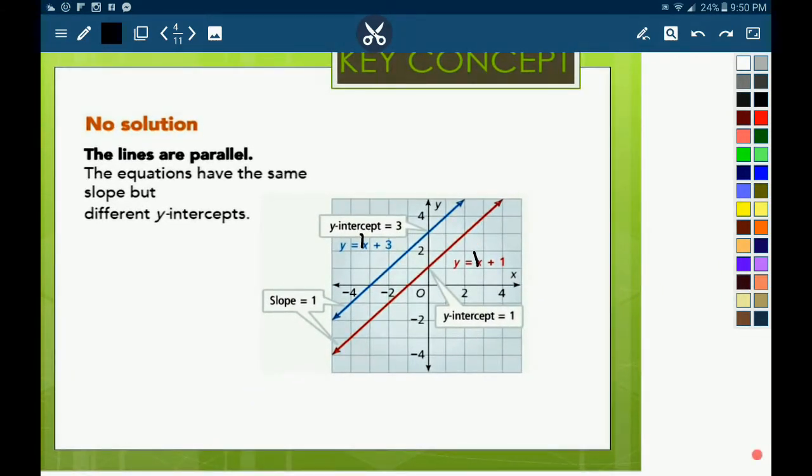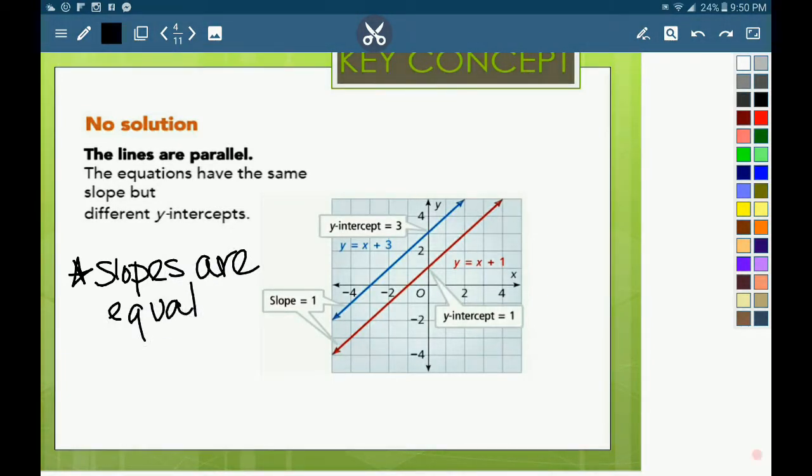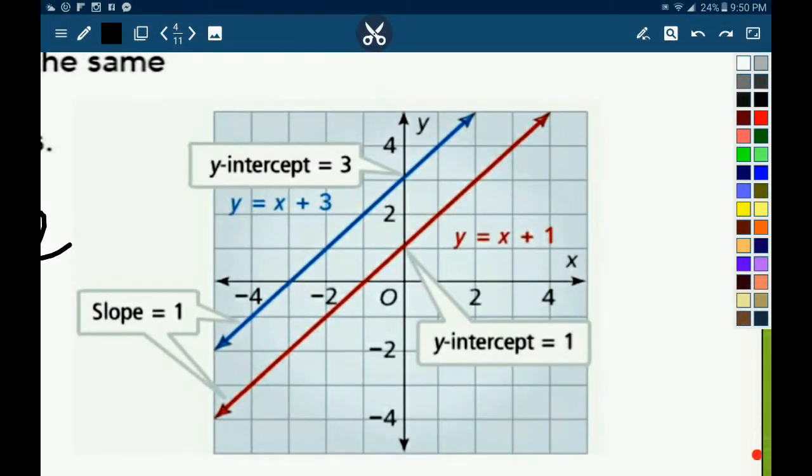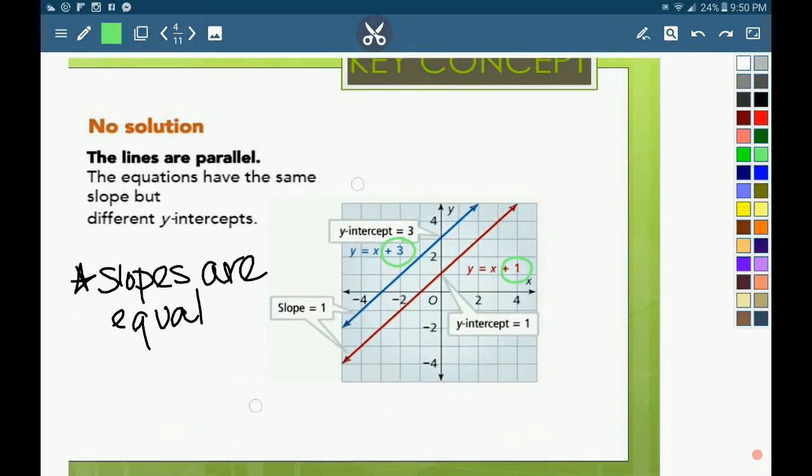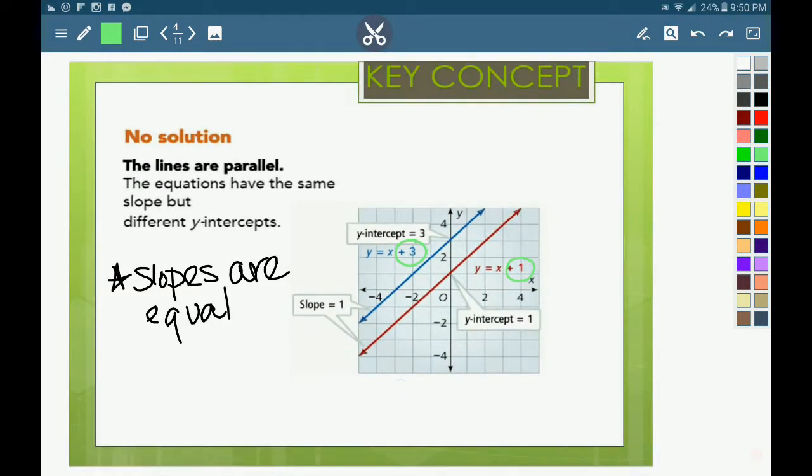Again, a solution is where the two lines intersect. So if they don't intersect, there are no solutions. So I'm going to make a note for this one. Slopes are equal, but there's one more stipulation here. If you notice what's going on in the y-intercepts, the y-intercept here is 3, the y-intercept here is 1. So we need the y-intercepts to be different in order for the lines to be parallel.